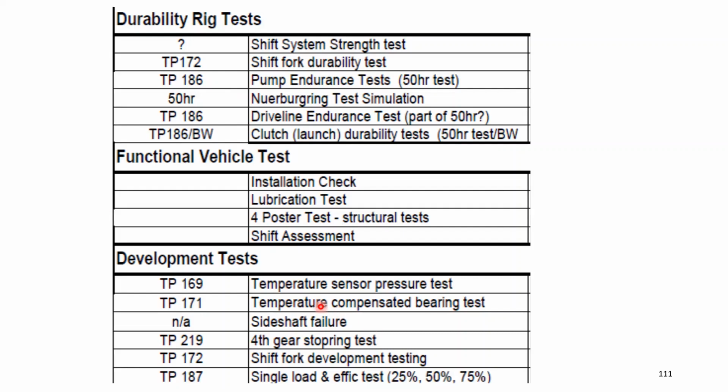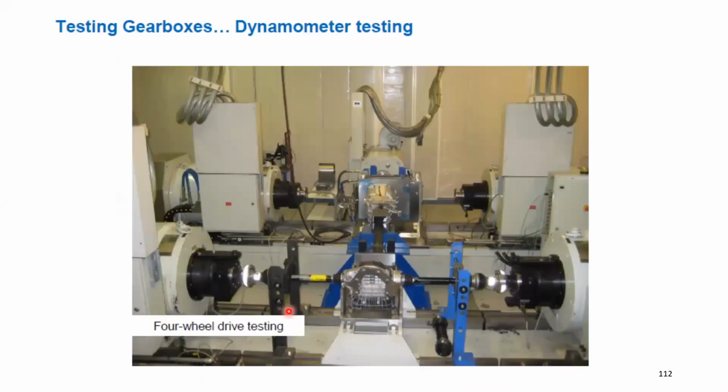You do the temperature sensor, pressure test, the shaft failure test. You also run the vehicle at top gear. And we also give different loads, 25% load, 50% load, 75% load onto the gears to ensure that the gear is not going to fail. This is the four-wheel drive testing method, which is a snapshot of the testing which is going to take place with the help of the dynamometer.